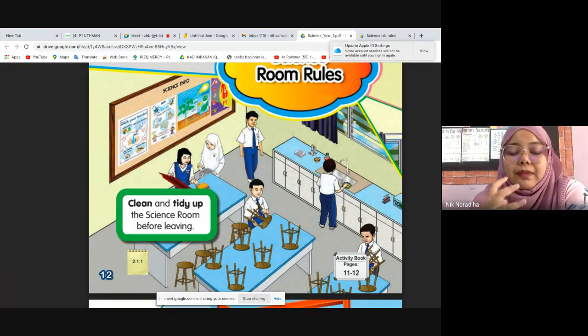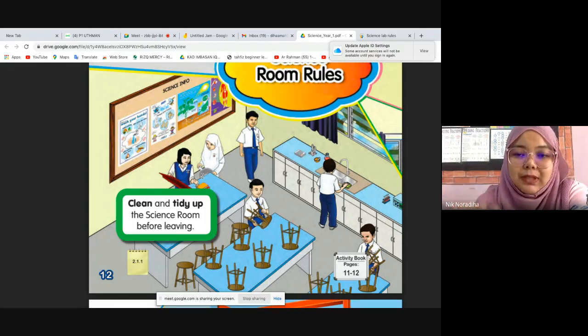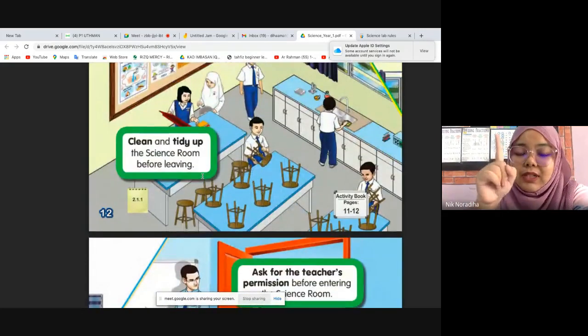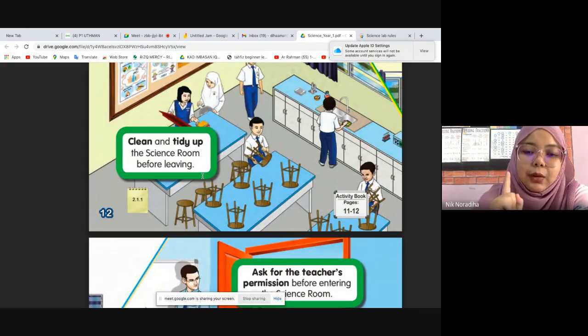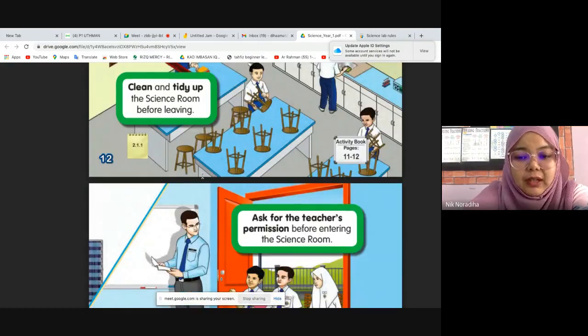Okay, so after you're done with your experiment, it's your responsibility to clean up, okay? You cannot expect everyone or anyone to do it for you. You have to do it on your own, okay? Alright, so the first rule just now, line up before entering the science room. Second one, you have to clean and tidy up, okay, before you leave.